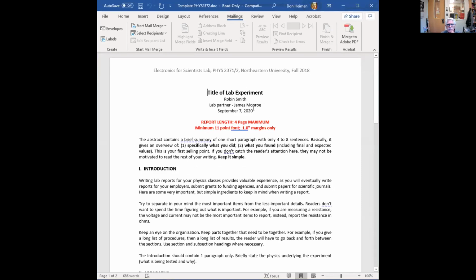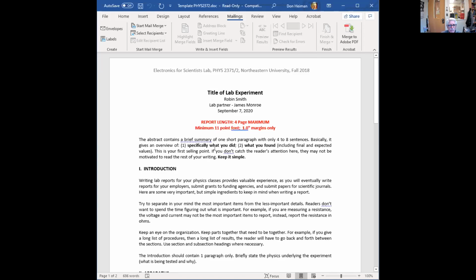Okay, can you see this? Yeah, we can. Great, okay. So here's a template. You can use this or you can use LaTeX, whatever. This is a little bit older version, but anyway. Okay, you need the title of your experiment. We're not having lab partners. You have to have the date, your name, a maximum of 4 pages. Okay, I don't want you to go wild with descriptions. Minimum's 11-point font, 1 inch margins only.